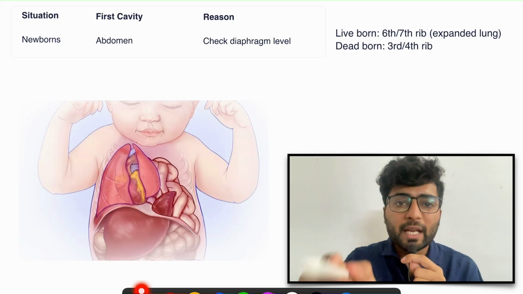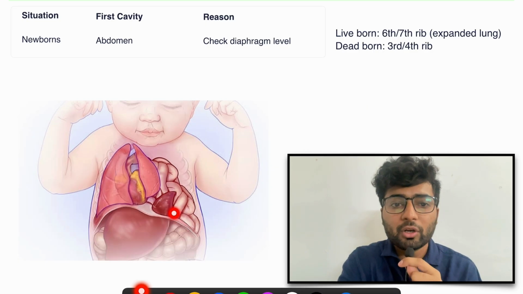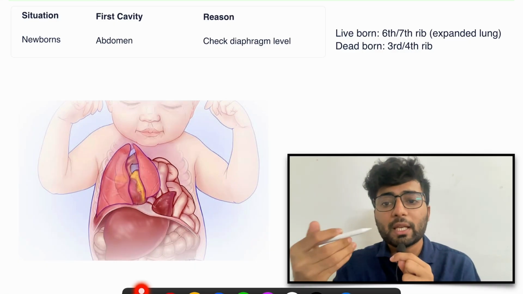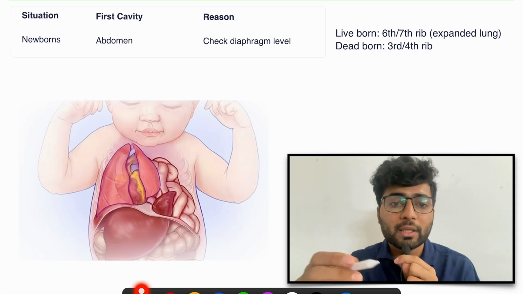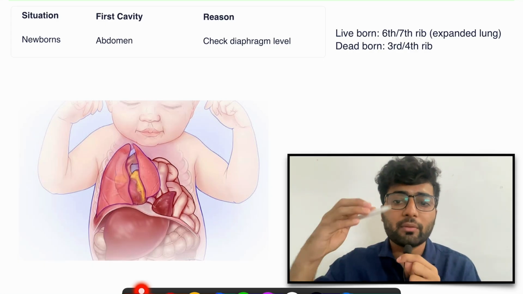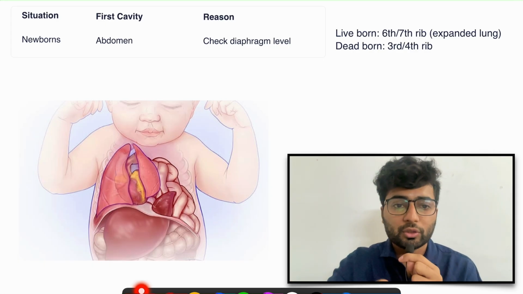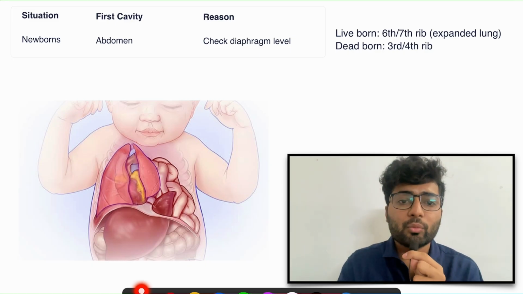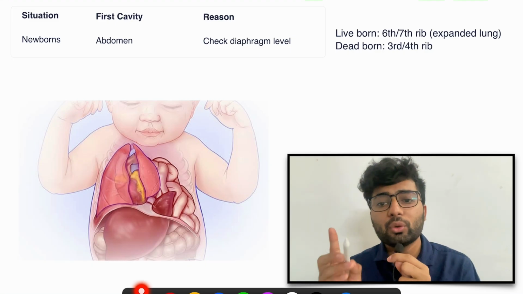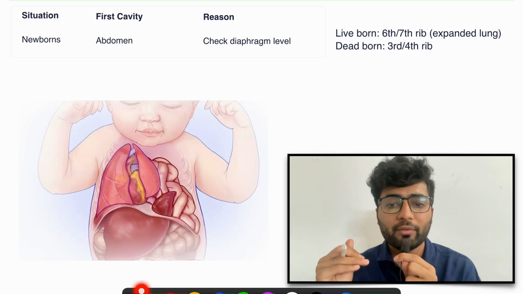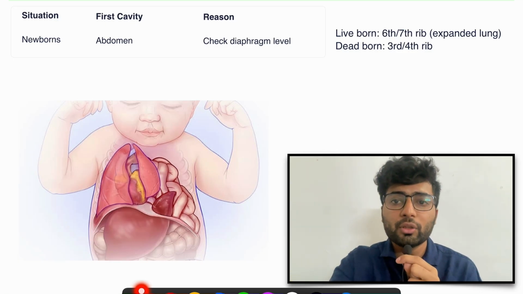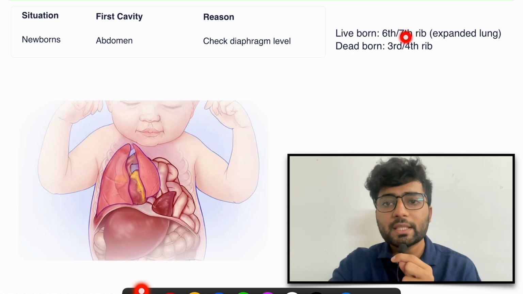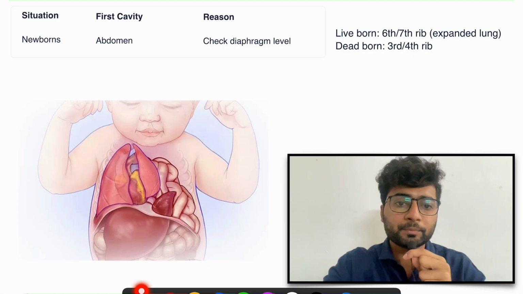So the diaphragm is at the level of third or fourth rib because lungs are never expanded. If the newborn was born live, then he would have taken the breath and the lungs would have expanded and pushed the diaphragm down. So the diaphragm will go down to the sixth and seventh rib. So in a dead newborn we will open the abdominal cavity to look at the level of the diaphragm. If the diaphragm is above at the third or fourth rib, then it is a dead newborn, or if it is below at the sixth, seventh rib, it is a live newborn.